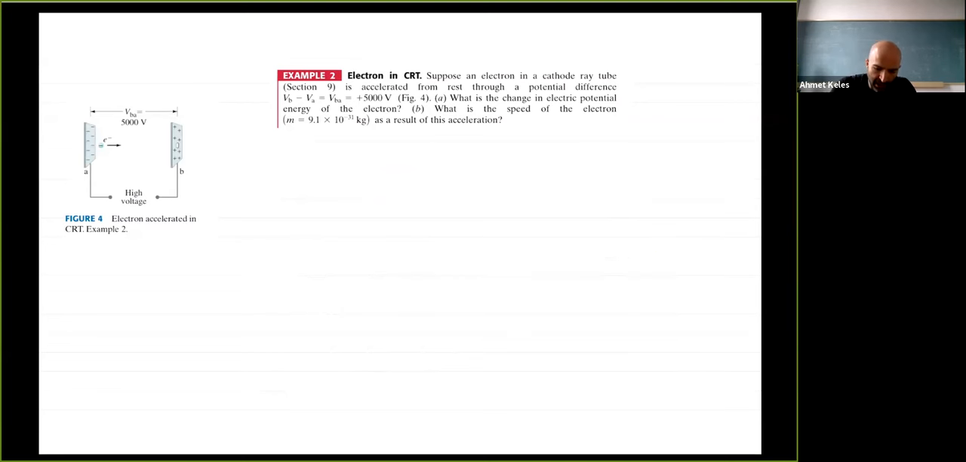Suppose an electron in a cathode ray tube is accelerated from rest through a potential difference VB minus VA equal to 5,000 volts. From here to here, 5,000 volts. And the question is, (a) what is the change in electric potential energy of the electron? And (b) what is the speed of the electron as a result of this acceleration?